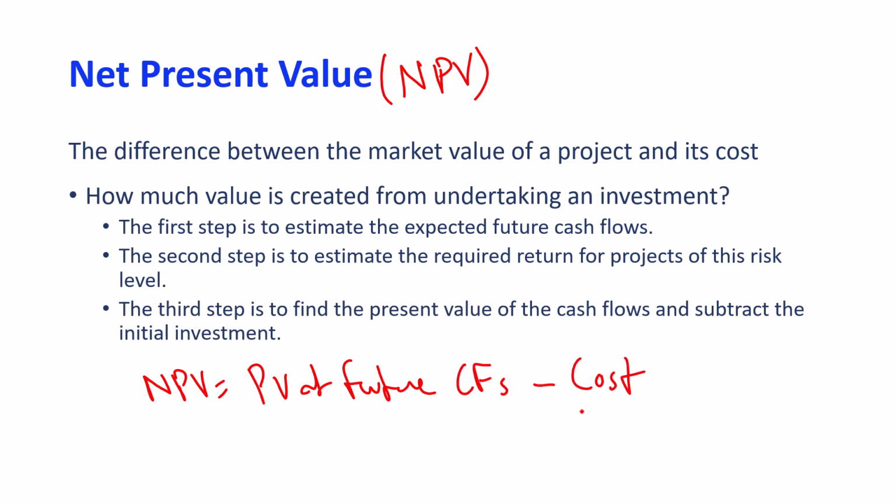That's why we call it net present value. This is your present value, and since you subtract the cost, this is your present value net of the cost of the project. That's why we call it net present value. How do we do this?